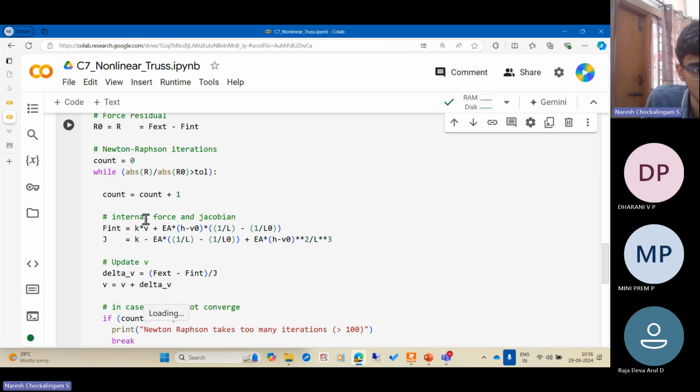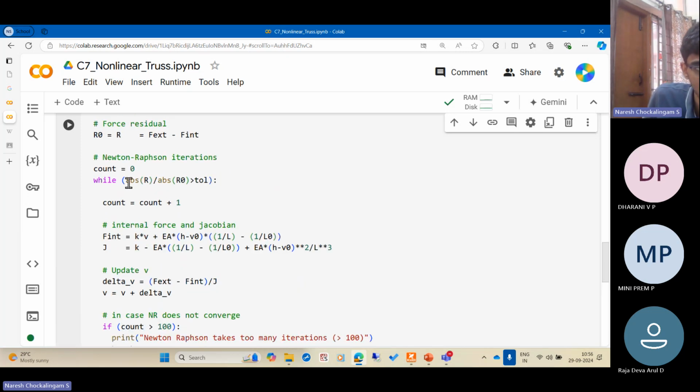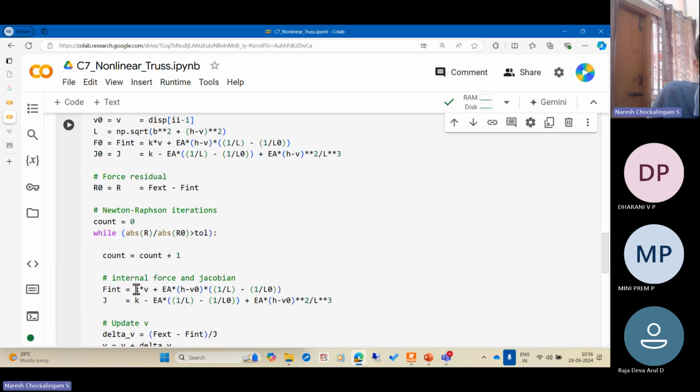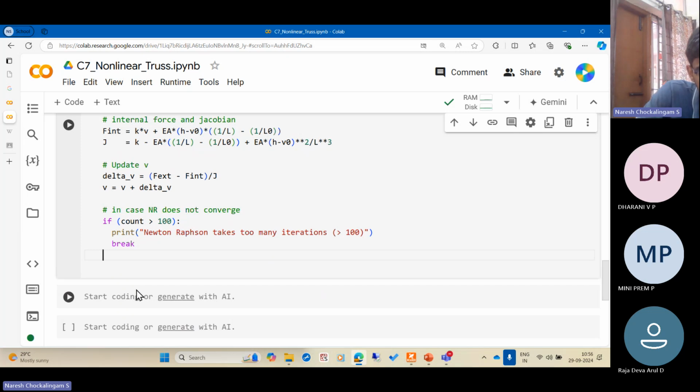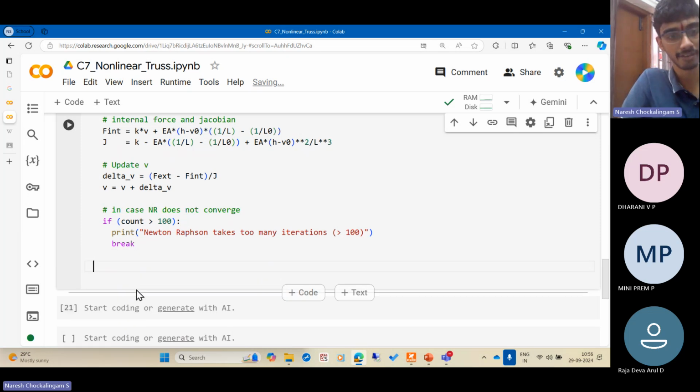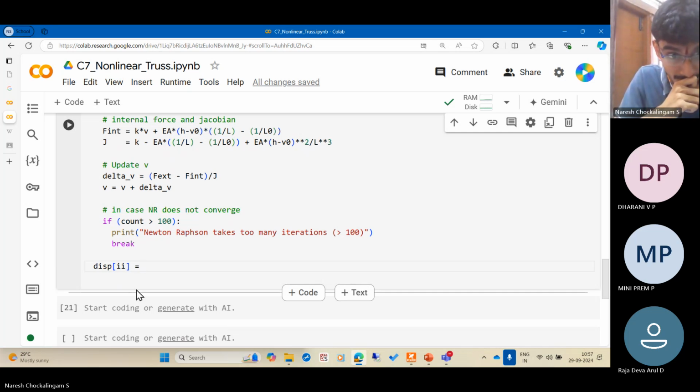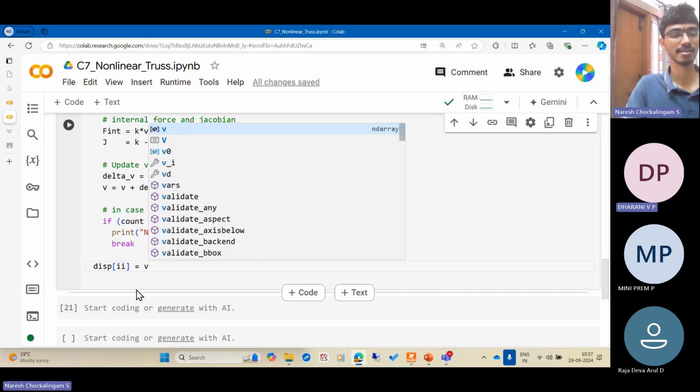If it converges, what should I do? If it converges, automatically the loop will be broken and it will come out of the while. So I'll go out of if. I'll go out of the while, and if it has come out, it is converged, then I will update the current displacement. What is it? V plus V, sir? Yes, it is V.